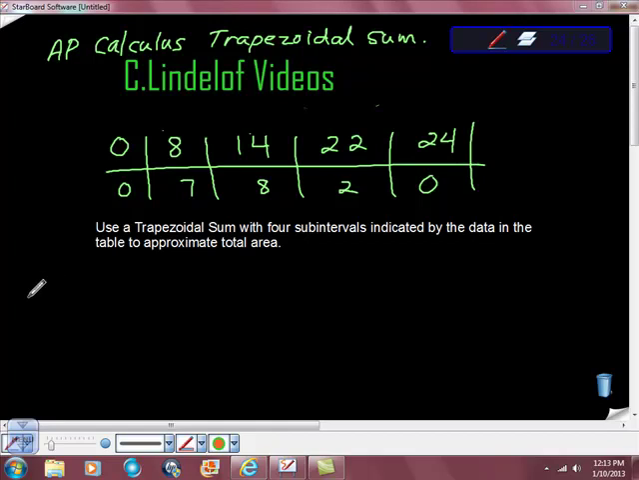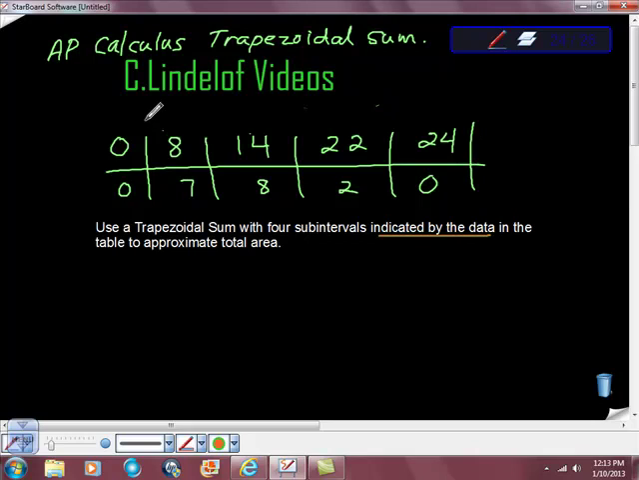Says use a trapezoidal sum with 4 sub-intervals indicated by the data in the table to approximate the area. And then we were supposed to describe how we got all that. So 4 sub-intervals. This is what's kind of important here. It says indicated by the data in the table. So we need 4 subintervals.